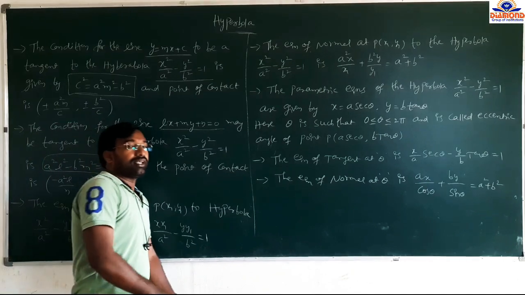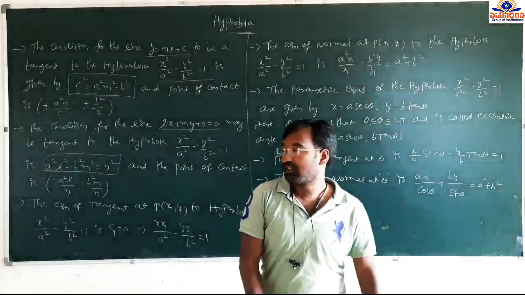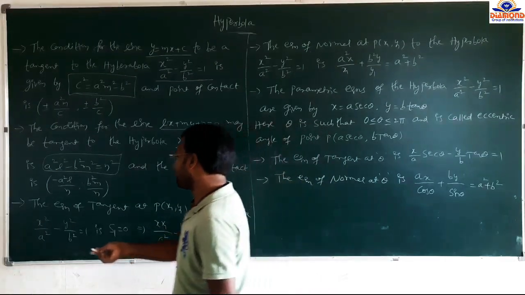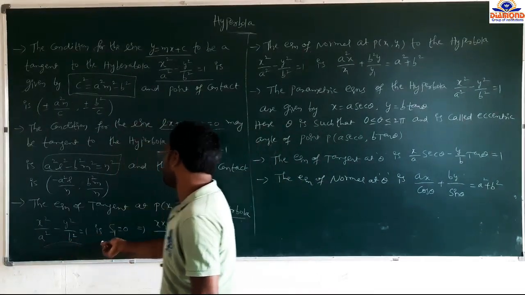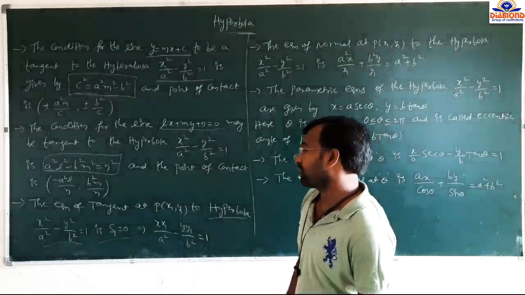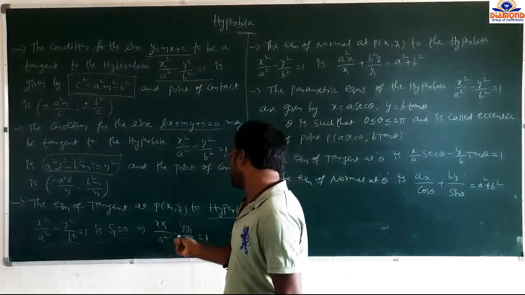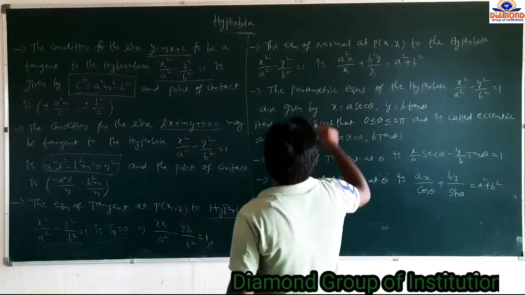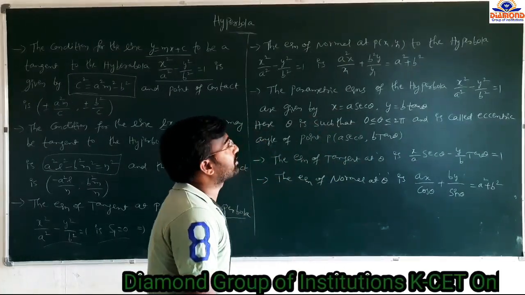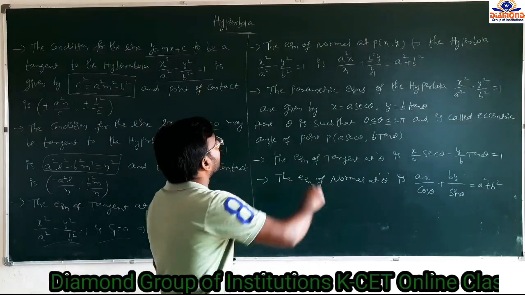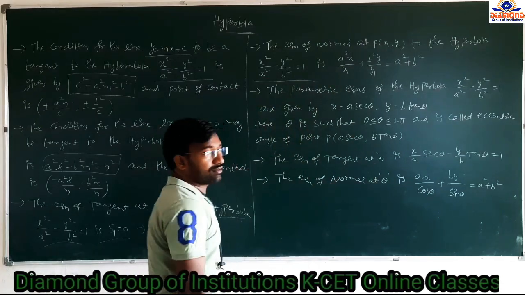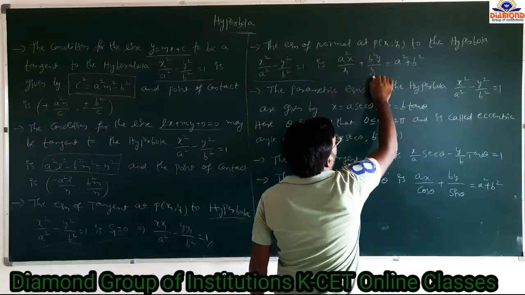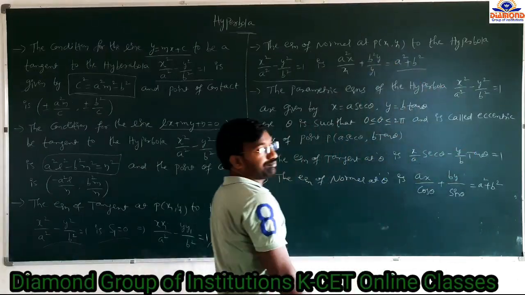Next, the equation of the tangent at P x1 comma y1 to the hyperbola x square by a square minus y square by b square equal to 1 is S1 equal to 0. S1 is nothing but x x1 by a square minus y y1 by b square equal to 1. Next, the equation of the normal at P x1 comma y1 to the hyperbola x square by a square minus y square by b square equal to 1 is a square x by x1 plus b square y by y1 equal to a square plus b square.